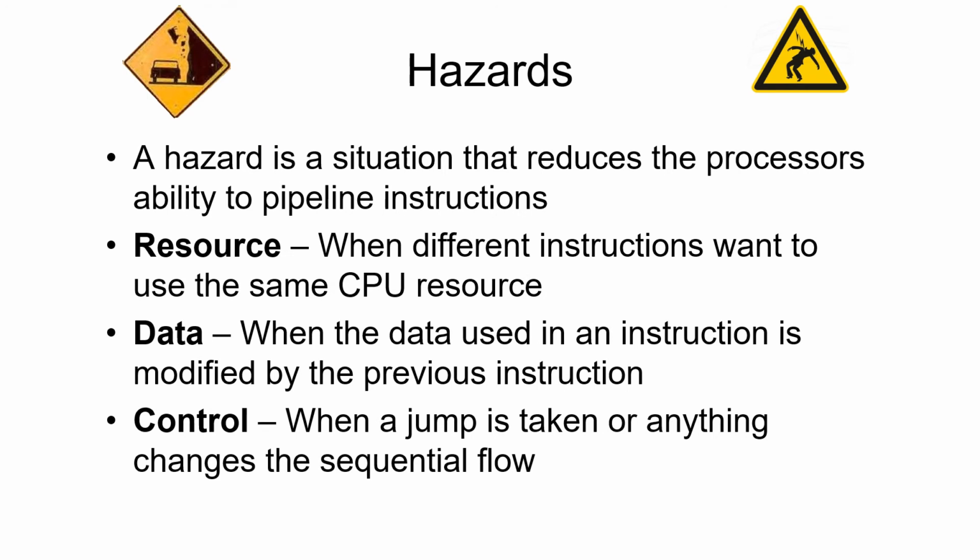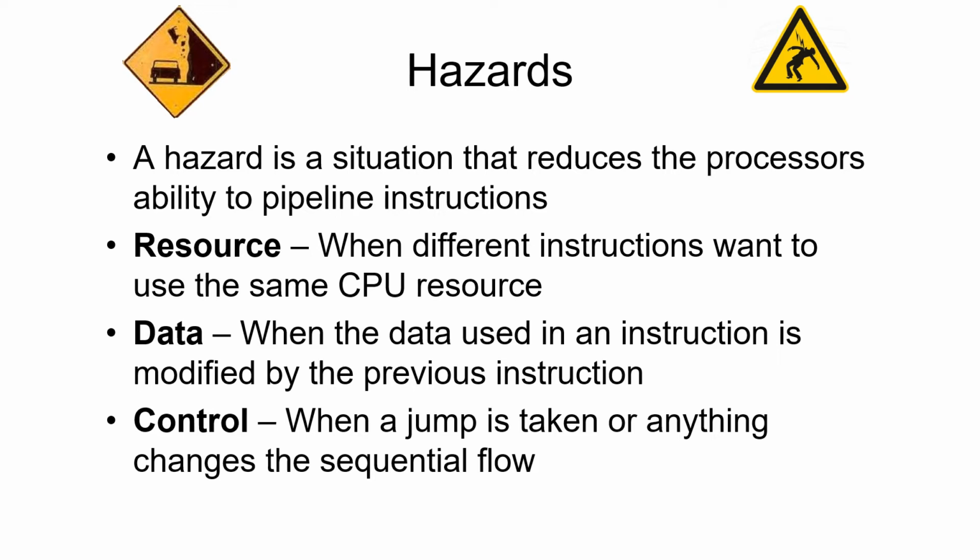There are hazards which can slow down the ability of the processor to pipeline instructions. Things that can get in the way. They aren't really dangerous, but they do slow the pipelining and make it more difficult to do. There are 3 types of hazards.